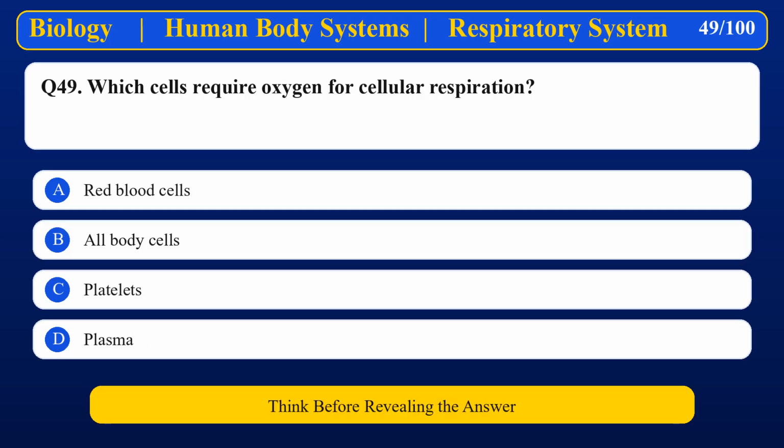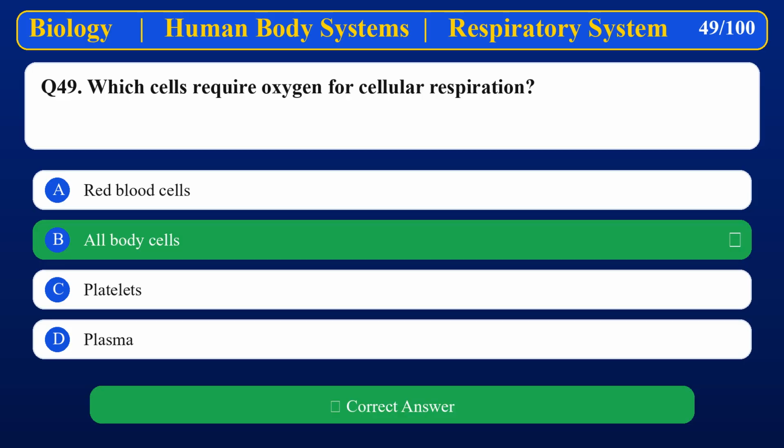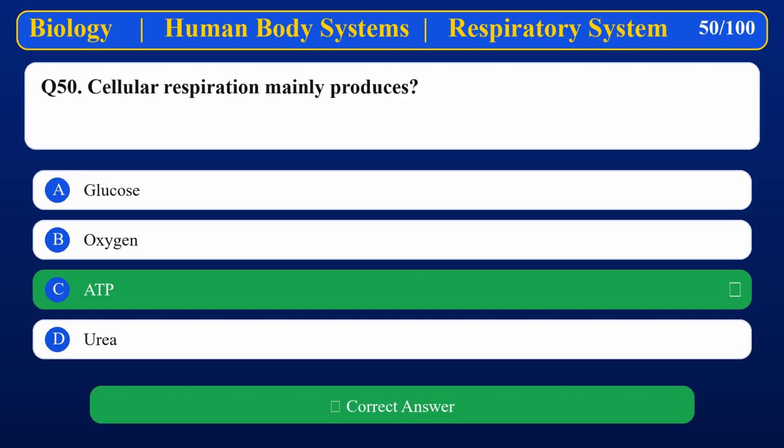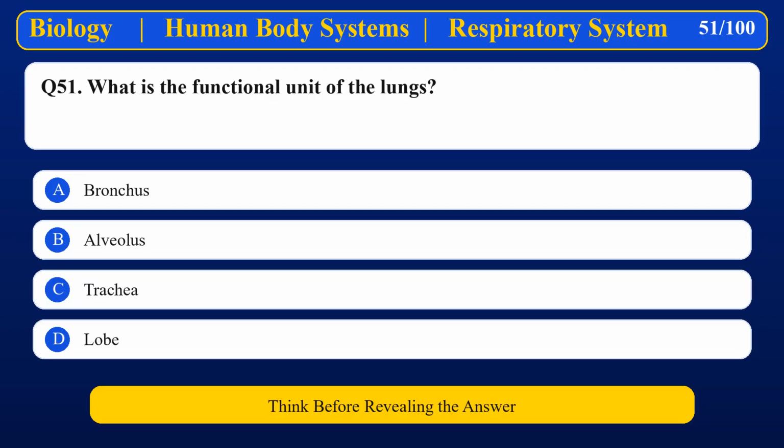Which cells require oxygen for cellular respiration? All body cells. Cellular respiration mainly produces? ATP. What is the functional unit of the lungs? Alveolus.